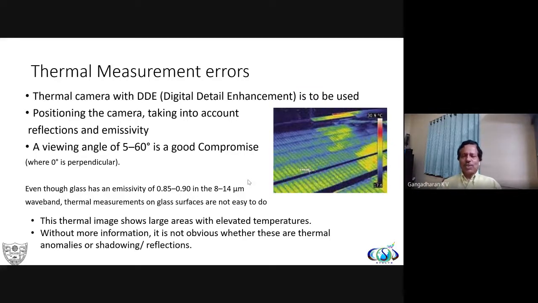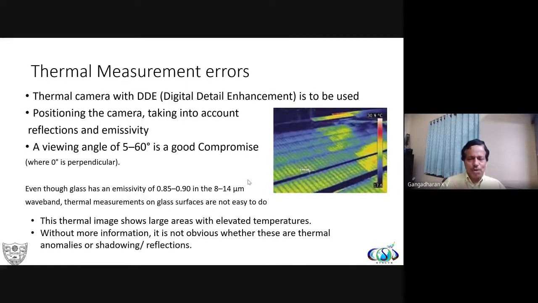The second was, most of us thought we should go to the top, directly perpendicular, that is the zero angle, and take the reading. But after reading and understanding the reflection and other issues which come through from the toughened glass, which has an emissivity of 0.85 to 0.9, and the wave band is 8 to 14 micrometer.